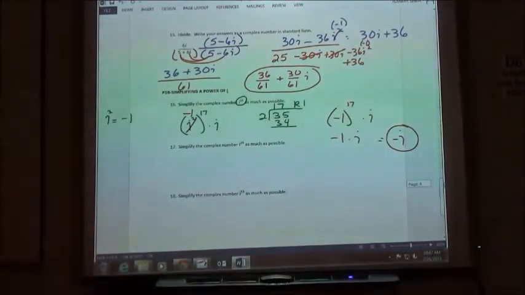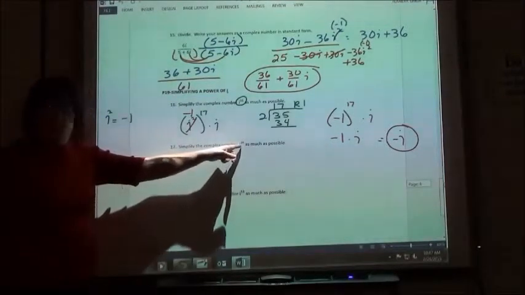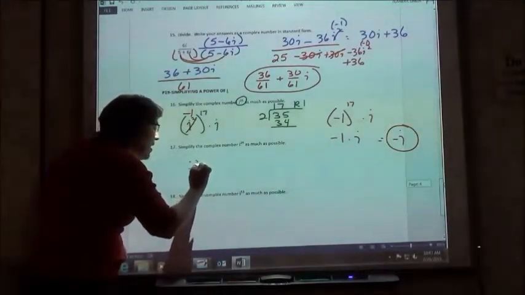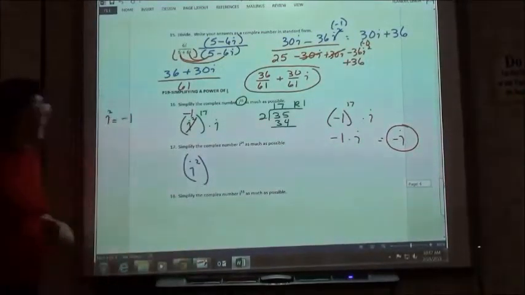So number 17, same kind of thing. I've got a big exponent here. I want to simplify it. We know that we can replace it if it's an i squared.